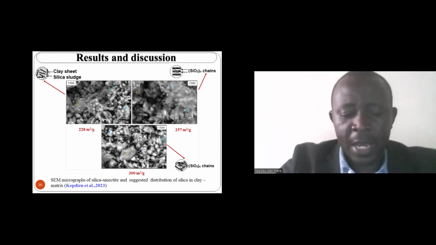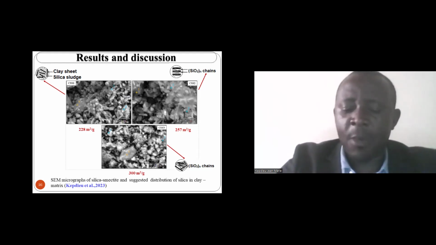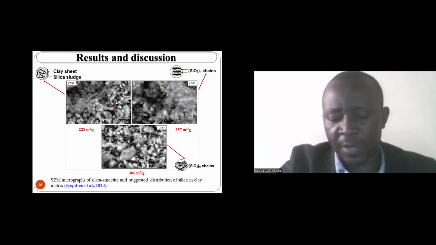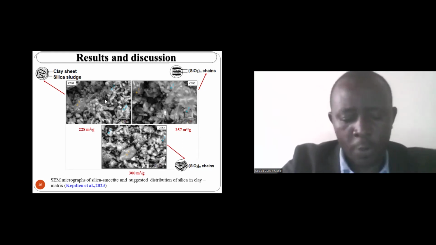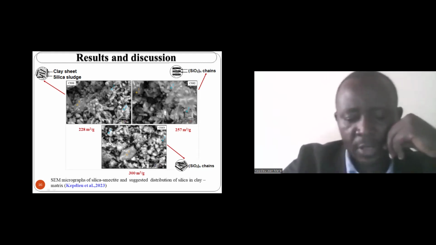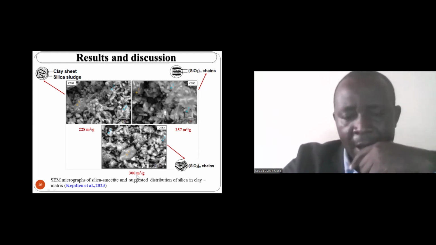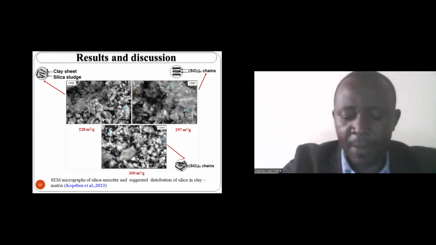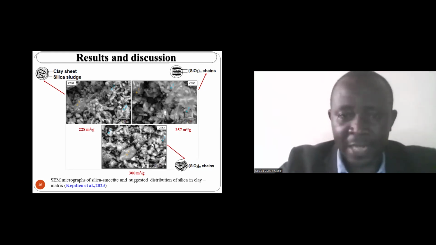And anyway, in all the synthesized composites, the amorphous silica phase was identified with a potential higher reactivity, and the specific surface area was also obtained: 228, 227, and 300 meters squared per gram, respectively, for CSS1, CSS2, and CSS3. And correspondingly, the microstructure evidences both an increased porosity and an increase in chemical active sites.